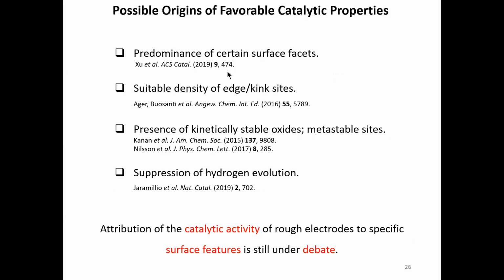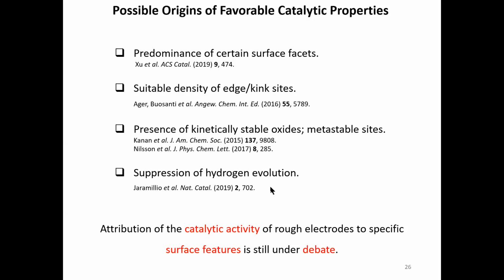It has been variably attributed to the prevalence of certain surface facets, the appropriate surface concentration of edge and kink sites, the presence of kinetically stable oxide phases or other metastable sites. And more recently, Jaramillo and co-workers have argued that the desirable product spectrum is to a significant extent due to the suppression of the hydrogen evolution rather than due to the promotion of the CO2 or CO reduction reactions.